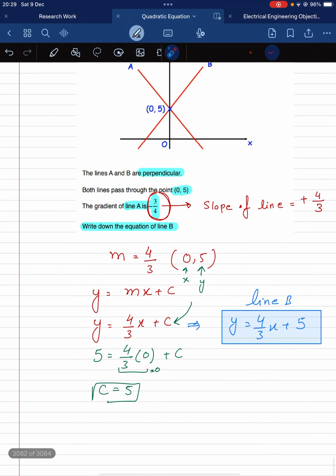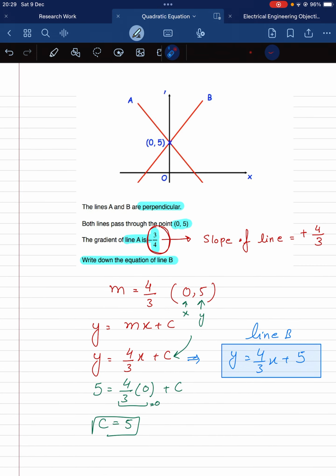And in this question we used the concept of perpendicular lines to find the equation of the new line that is perpendicular to this. As the line was perpendicular, we took the negative reciprocal, and then we used that slope and the point that is already given. So we use these two values to find the new equation.